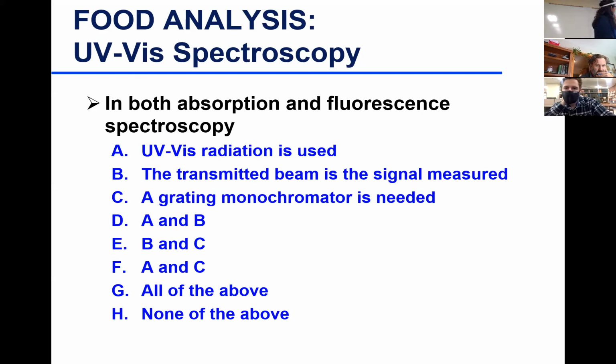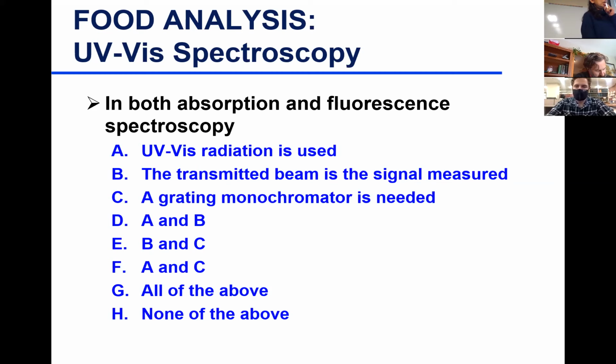So let me tell you that B is not correct, because in fluorescence, we're not measuring the transmitted beam. We are measuring the emitted light. So B is not correct. A is correct. We are utilizing UV-Vis spectroscopy in absorption and fluorescence spectroscopy. And a grating monochromator is needed if we're quantitating. If we are not quantitating, if we're looking at spectra for identification, we don't actually need a monochromator. So a monochromator is needed only if the question asks for quantitative detection.